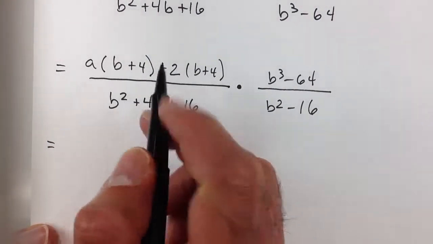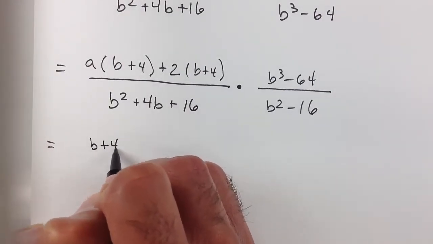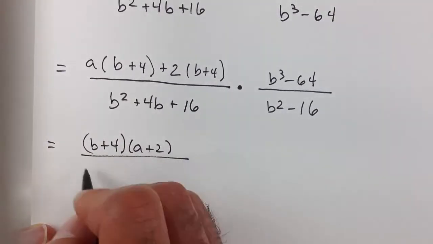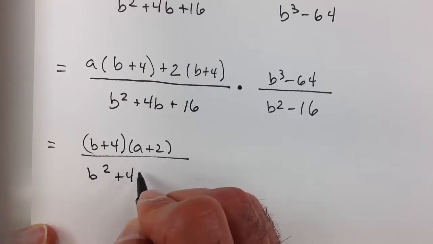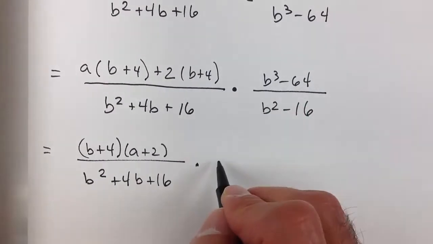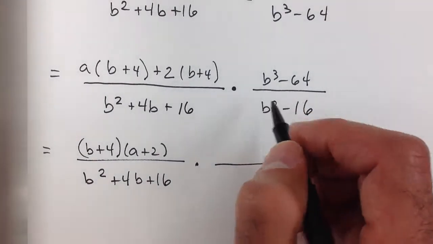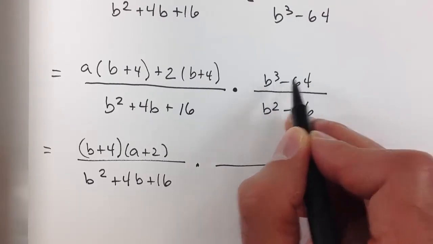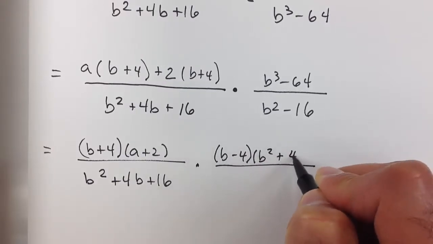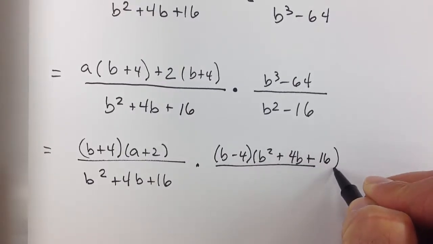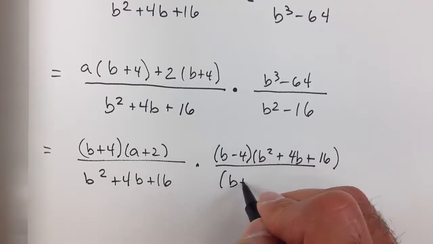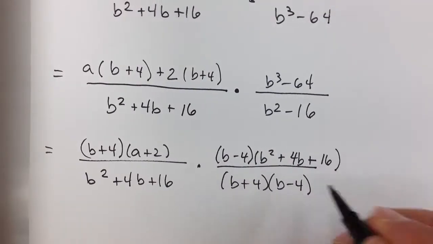Up here on the left, we have the last step of our grouping, which would be b plus 4, the matching binomials, times a plus 2, and that's all still over the unfactorable b squared plus 4b plus 16. Now that's being multiplied by, on the right, let's factor these. We have a difference of cubes up here. That would turn into, this is really b cubed minus 4 cubed. So using that formula would be b minus 4 times b squared plus 4b plus 16. And that'd all be over this difference of squares, b squared minus 4 squared, which would be the same as b plus 4 times b minus 4.